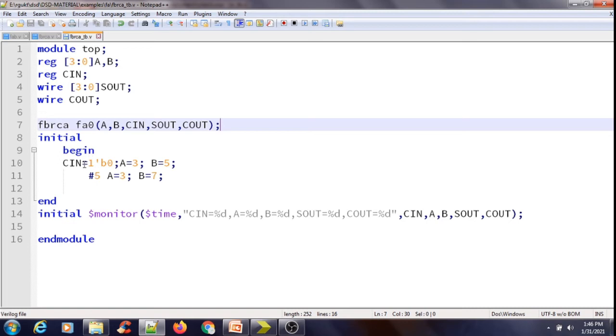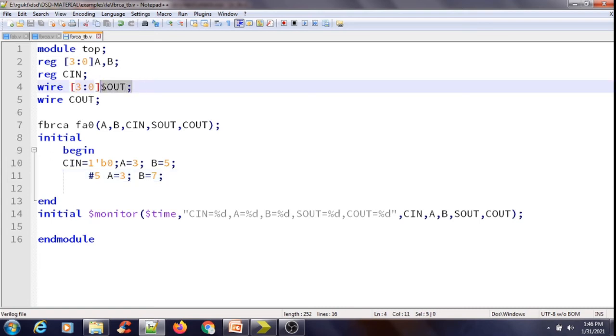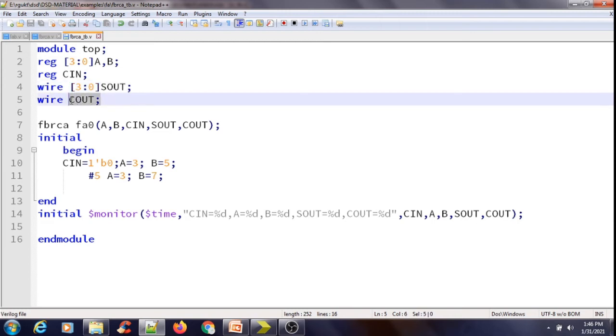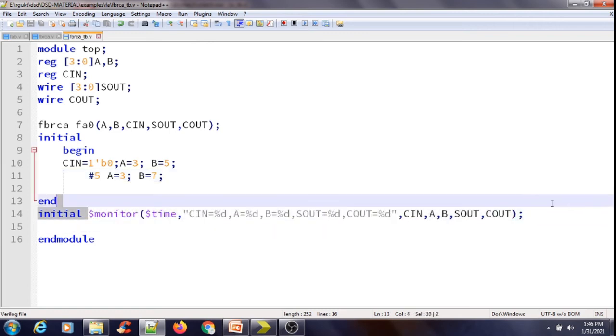So initial begin, C in equal to 0, a 1-bit binary 0, A equal to 3, B equal to 5. After 5 seconds, I am going to change the value of A equal to 3 and B equal to 7, and I will be observing the output through the ports S out and C out. Those will be collected by the environment through the signals or wires S out and C out. I can observe the output by using this $monitor statement.